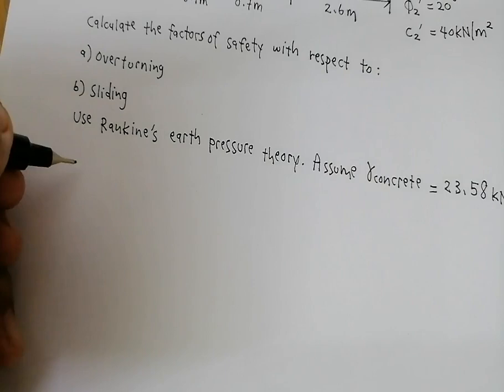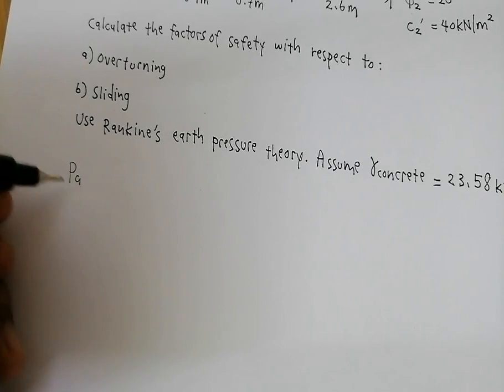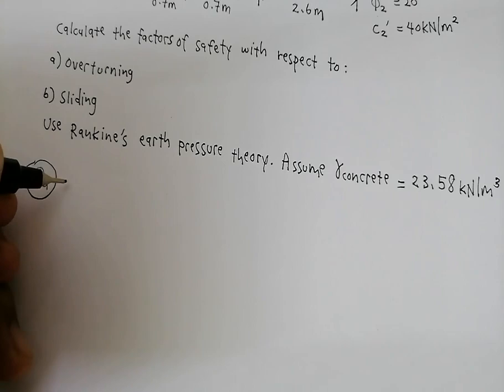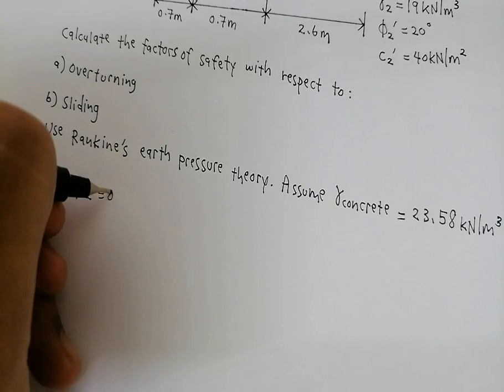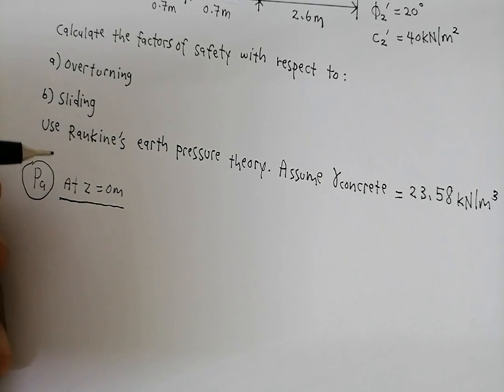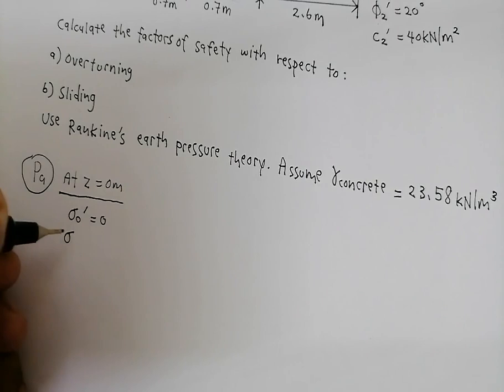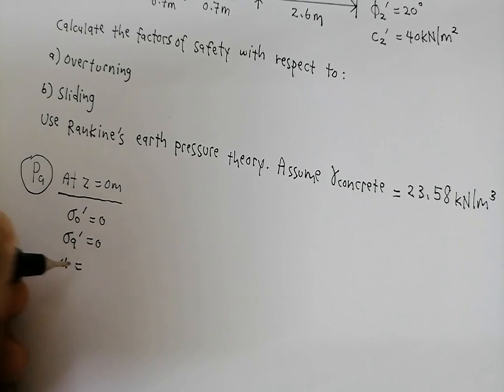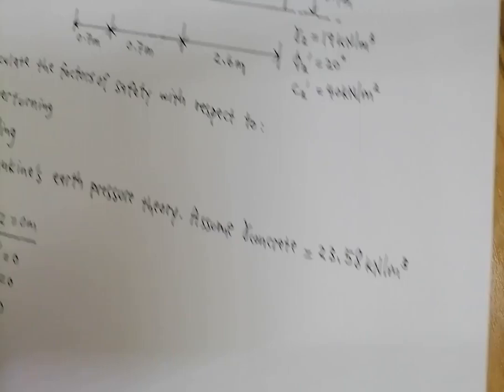So PA. We are going to calculate it now. At Z equals 0 meter, this is a quick one, everything is zero. We don't have any surcharge, so the vertical effective stress is zero, the Rankine's active pressure is also zero, and the pore water pressure is also zero. Next one is at Z equals 2.